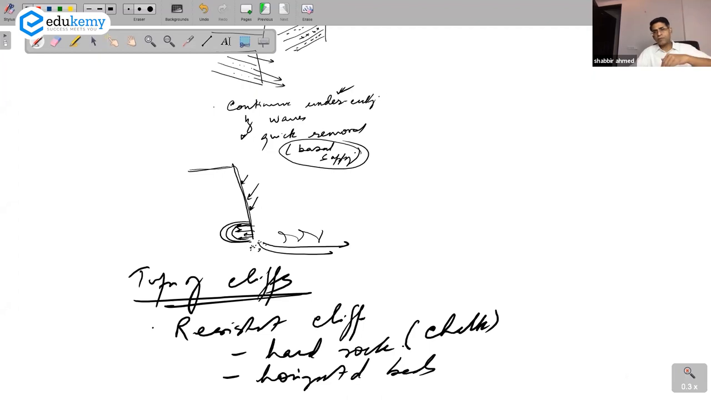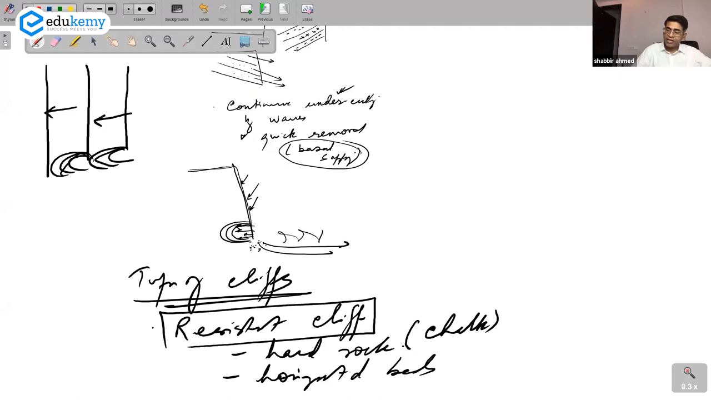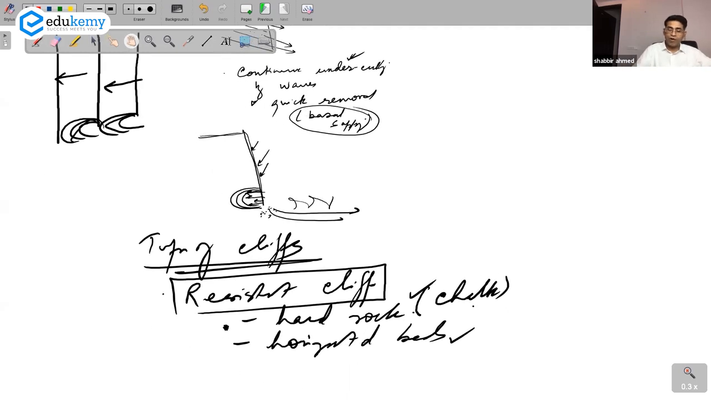When they collapse, so if this is the cliff and there is undercutting, it collapses, then a new face is formed. The cliff face has moved back. Then there is undercutting here, there is collapse, and a new face is formed, and this is again moving back. So if the cliff face collapses, it's a kind of backward retreat of the slopes. So resistant cliffs are made up of hard rocks and horizontal beds, the most common rock being chalk.